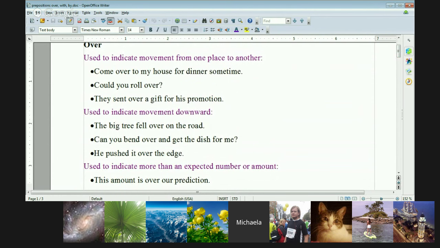Awesome. So the first one, used to indicate movement from one place to another. I see. Come over here, please. I can't hear you. So from where you are to where I am, over here. Thank you very much, Zach.